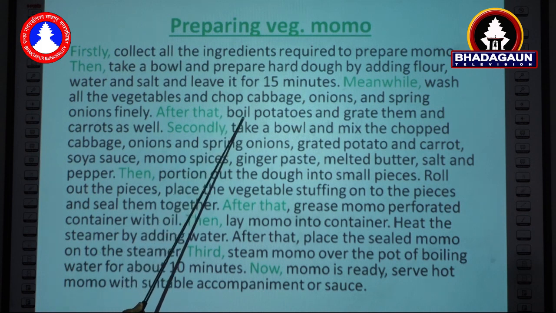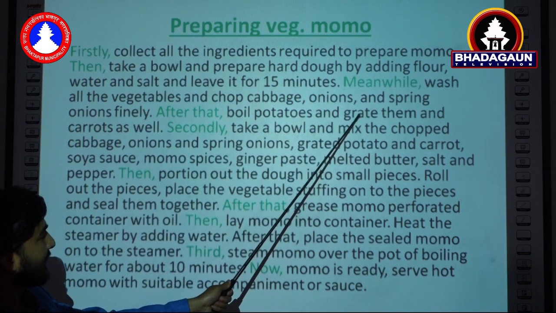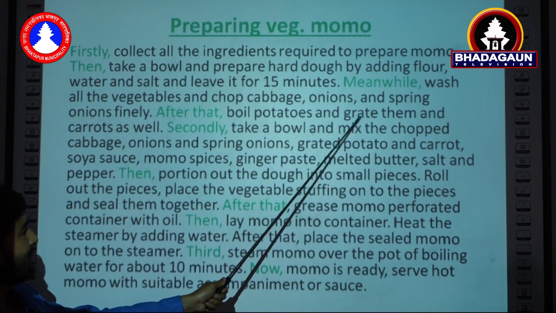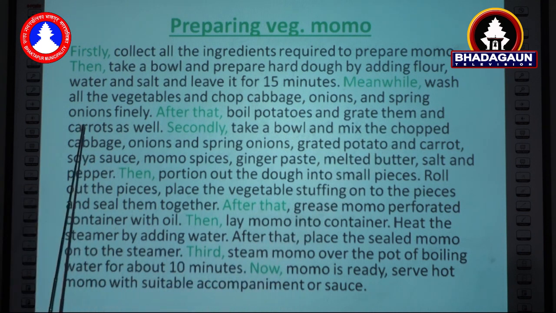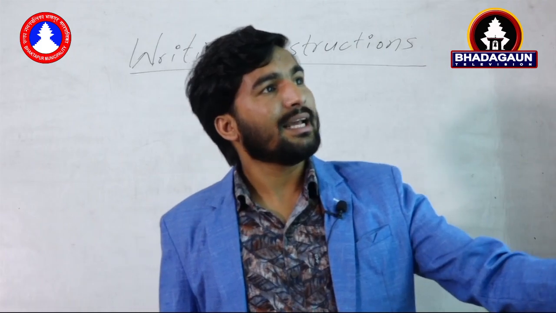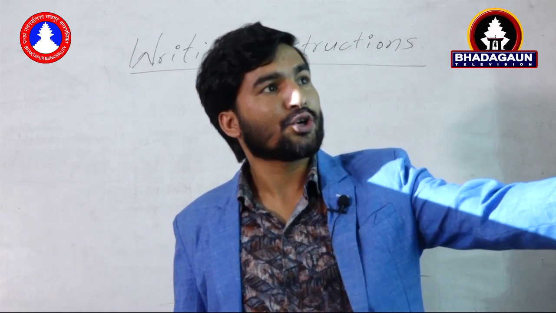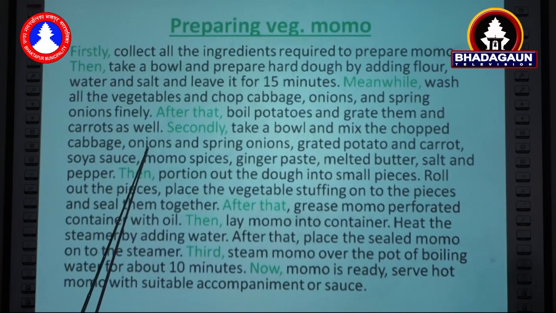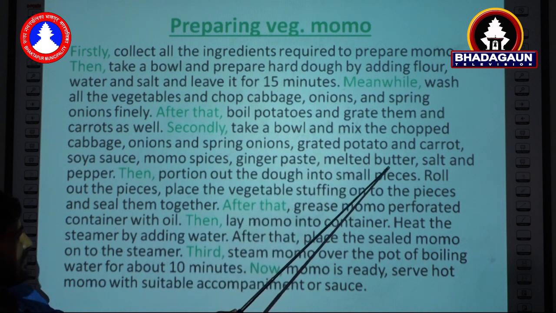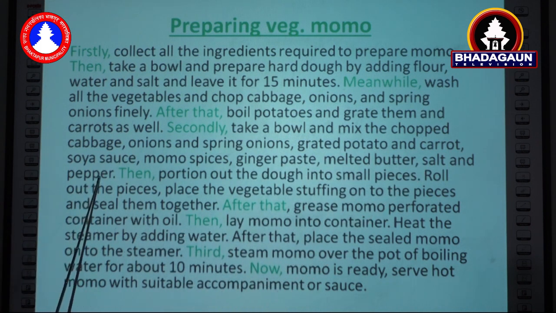After that, boil potatoes and grate them. Grate, that we have seen in the kitchen verbs. Grate them, and carrots as well. Second step, take a bowl and mix the chopped, that is cut, cabbage, onions, and spring onions, grated potato and carrot, soya sauce, momo spices, ginger paste, melted butter, salt, and pepper. These are the main ingredients. You have to mix all those things.